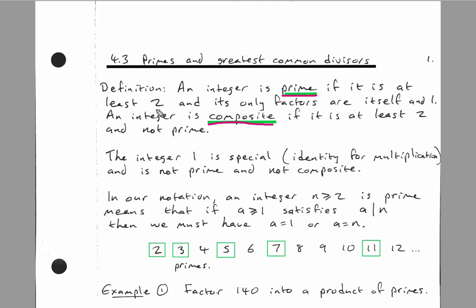Why are we starting at 2? Well, the integer 1 is a kind of special case. It's the identity for multiplication, so it has that special property. If you multiply anything by 1, it stays the same. Anyway, the terminology says that 1 is not prime and not composite.